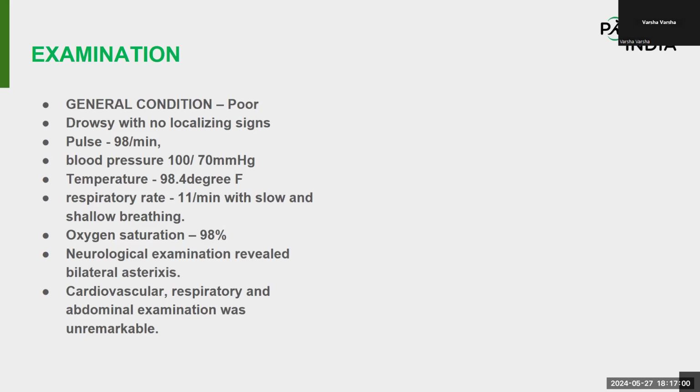A general examination was done where he was found in poor general condition. He was drowsy with no localizing signs. The pulse was 98 per minute. The blood pressure was 100 by 70 mm of Hg. Temperature was 98.4 degrees Fahrenheit. The respiratory rate was 11 per minute with slow and shallow breathing. The oxygen saturation was 98%. The neurological examination revealed bilateral arthritis, and the cardiovascular, respiratory, and abdominal examinations were unremarkable.